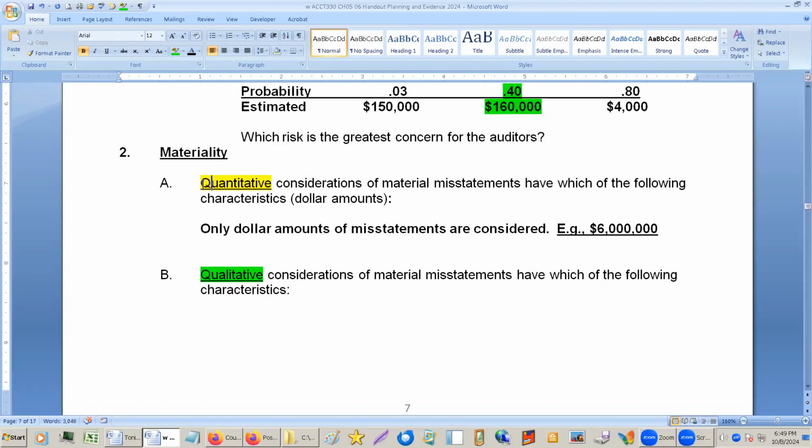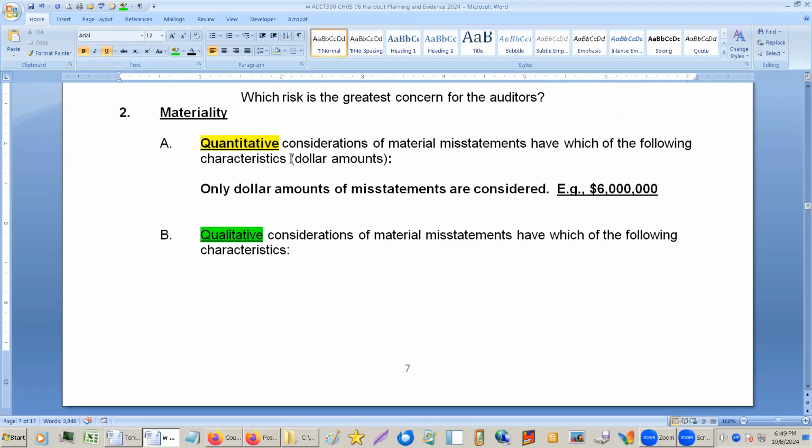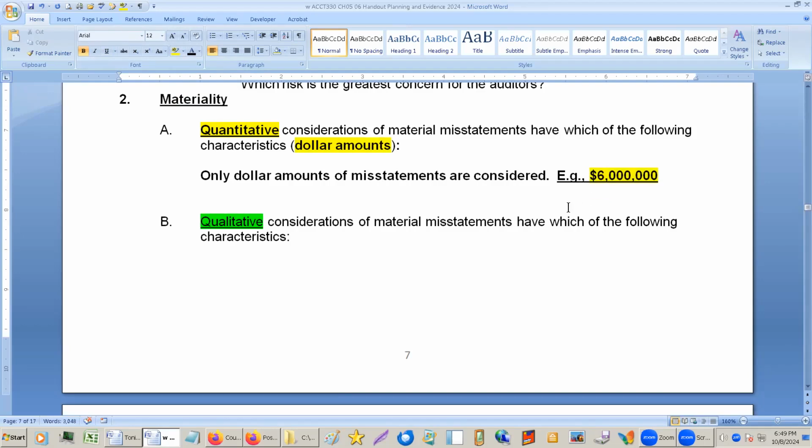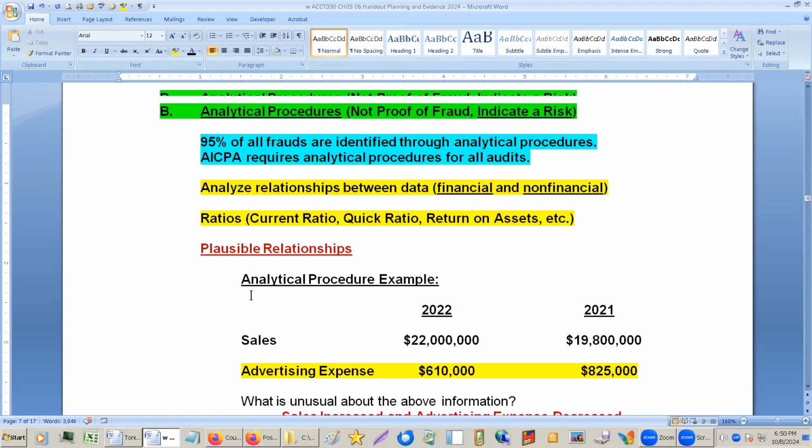And when we think about materiality, usually we're thinking about the quantitative, the dollar amounts. So you say, okay, $6 million is material. Whatever company this is, I just made that up. So we're only looking at dollar amounts. Qualitative says, okay, there's something besides just the dollar amounts that can cause something to become material.